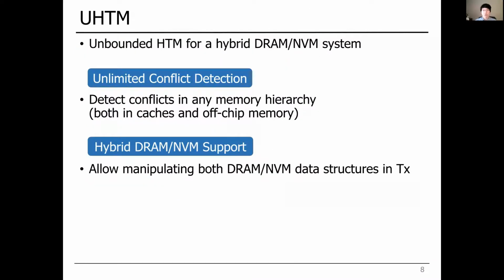To this end, we propose unbounded HTM for hybrid DRAM NVM memory systems. Our system is called UHTM. It has the following two key features. First, it should be able to detect conflicts in any memory location, including both on-chip caches and off-chip memory. Second, UHTM should manipulate DRAM and NVM data in a transaction and recover them consistently in case of abort or power failure.